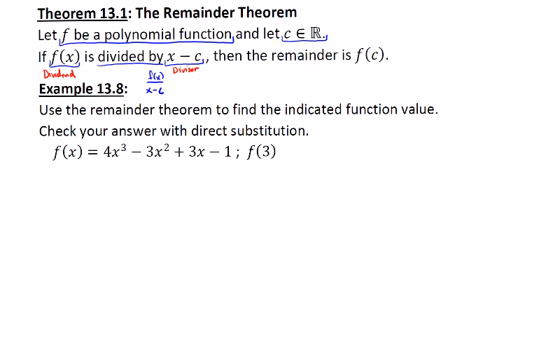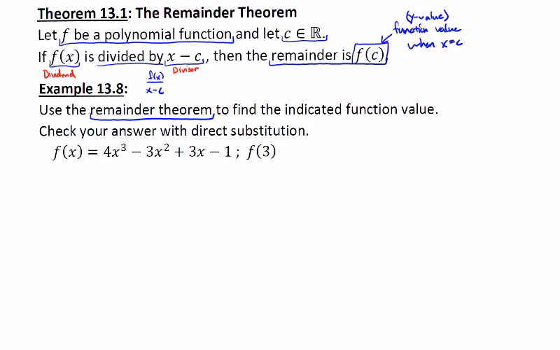Once you go through your division process, then the remainder represents f of c. F of c is the function value when x is equal to c. Or when we say function value, you can also think of this as the y value that goes with x being c. So we have an example here to help us illustrate how this works. It says, use the remainder theorem to find the indicated function value. Check your answer with direct substitution.